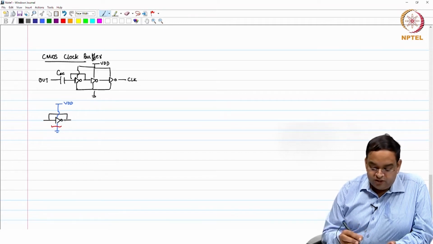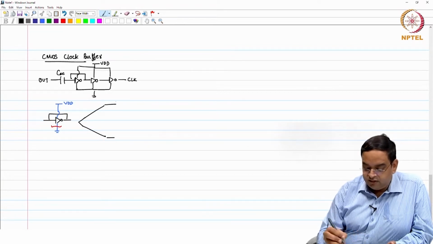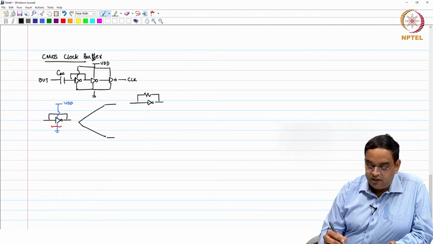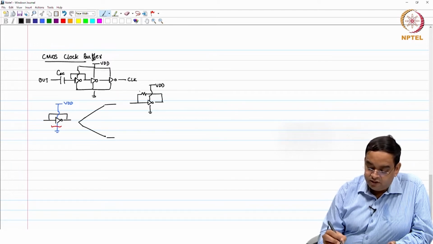Because this inverter has a lot of current consumption, there are two alternatives. One of the alternatives is that in place of connecting the inverter back to back, you connect it using a large resistor. Let me just draw it a little more clearly. So, you have a resistor like this. This is connected to VDD and this is connected to ground, and this is RF.